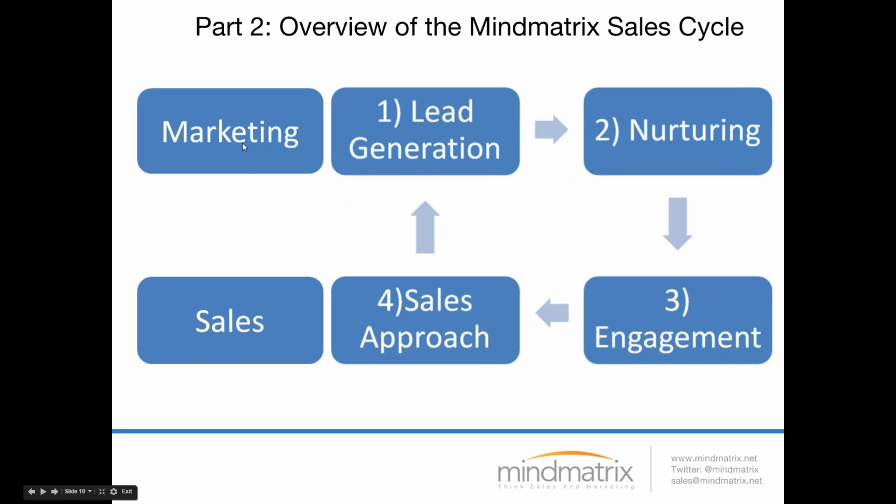This cycle has two parts, a marketing phase and a sales phase. In the marketing phase, also called the lead generation phase, you use your professional network to generate leads, possibly with the help of Mindmatrix's analytics and/or prospecting tool. Next, you execute a media campaign to nurture those leads in the nurturing phase.